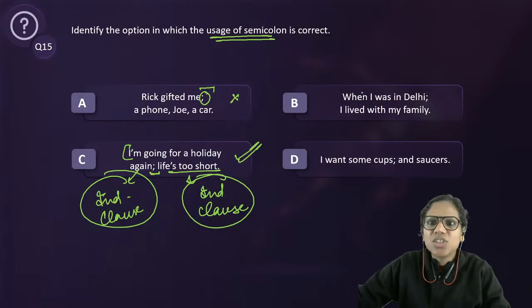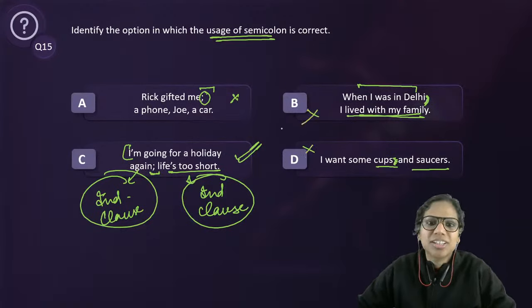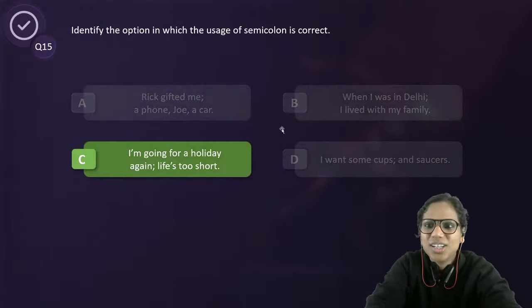When I was in Delhi, this is just a phrase and this is my clause. So I just need a comma. Phrase and clause you can join through commas. I want some cups. Nothing required here, and saucers. So the answer is C. ठीक है?